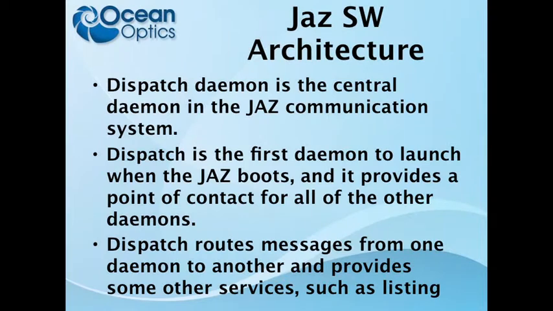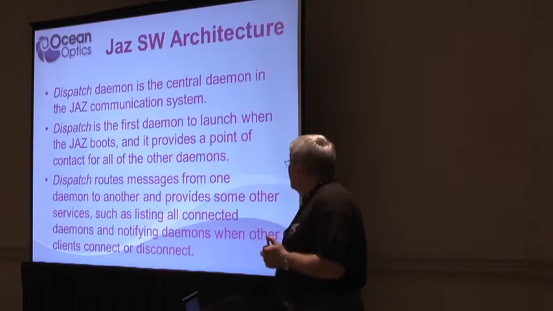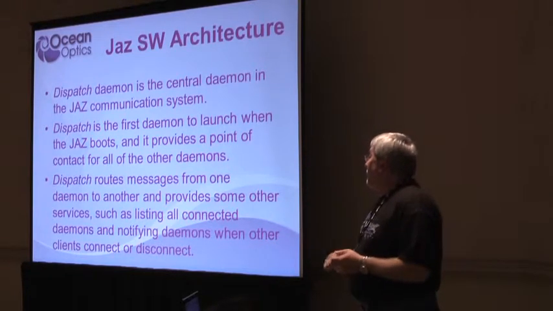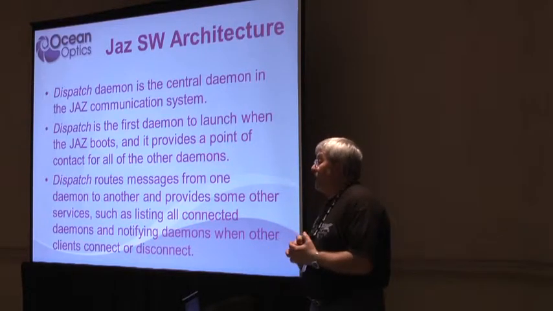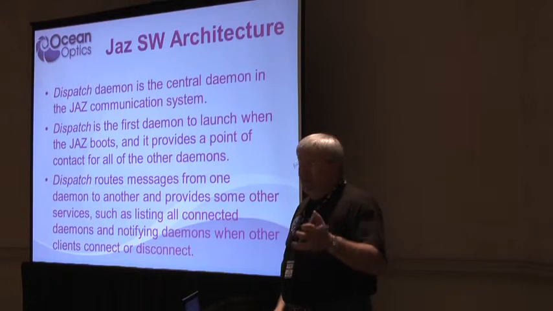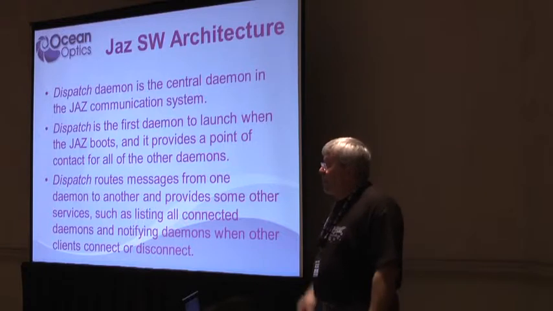Dispatch is also the first daemon to launch when a Jaz boots. So it provides a point of contact for all daemons. So dispatch has to know everything. It won't let anybody not. Anybody that's there that doesn't talk to dispatch won't get talked to. That way nobody can sneak in and do things that they're not supposed to. Dispatch routes messages from one daemon to another, and provides some other services such as listing all connected daemons and notifying daemons when other clients connect or disconnect. So when somebody leaves the room and he tries to talk to them, I say, they're gone. Or I can tell him as they leave. That way you don't have to.